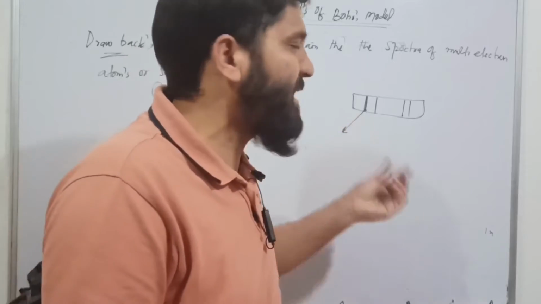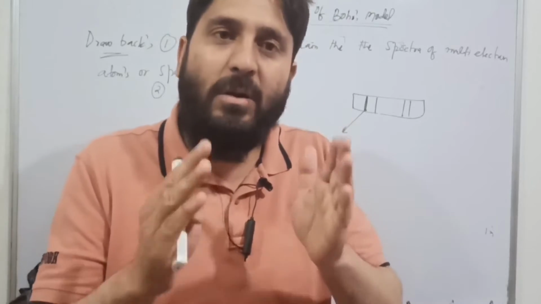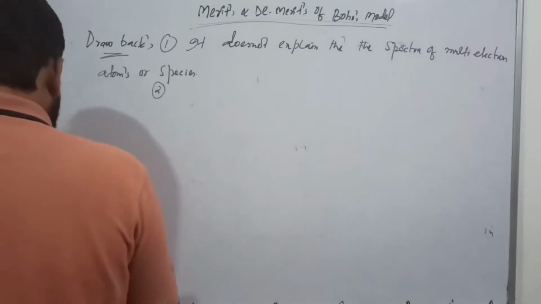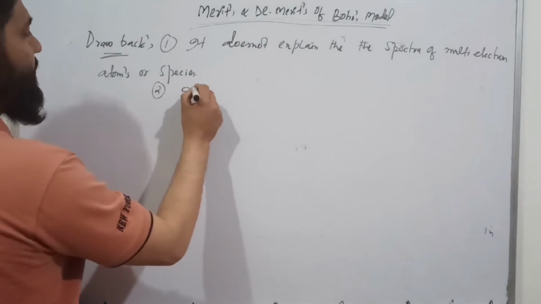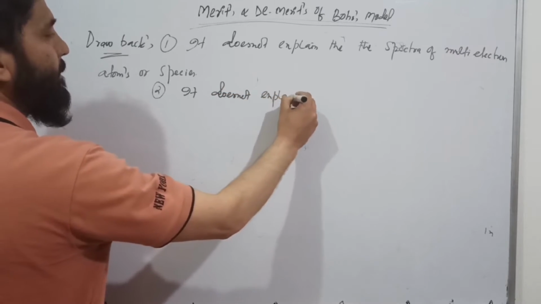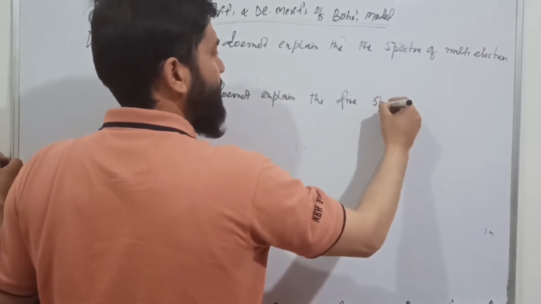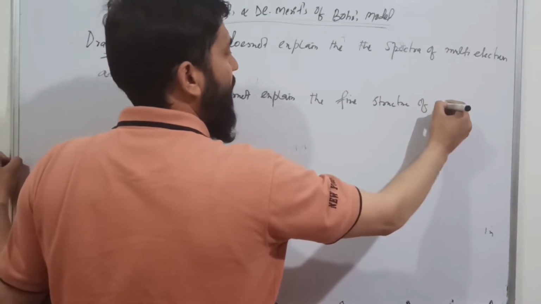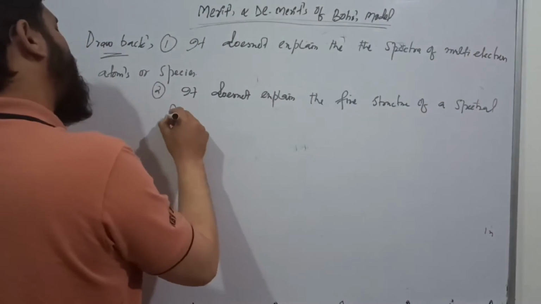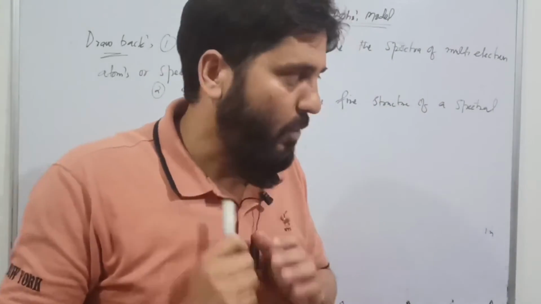Bohr's model इस fine structure को explain नहीं कर पाए. Fine structure of what? Fine structure of a spectral line. तो हम लिखेंगे दूसरा जो इसका drawback था, it does not explain the fine structure of a spectral line. So it does not explain the fine structure of a spectral line, right?